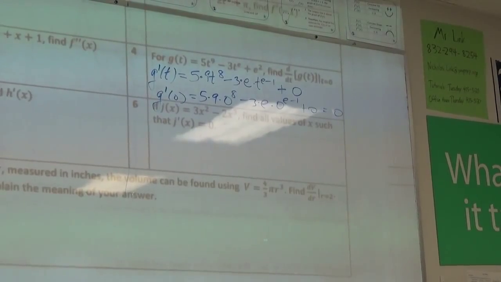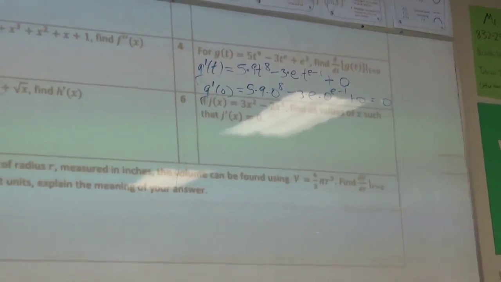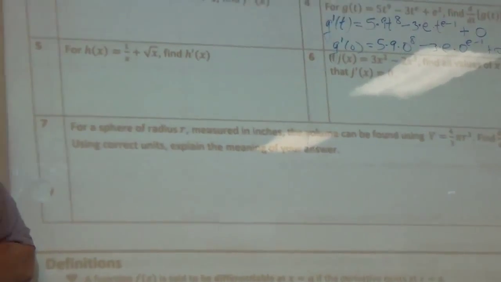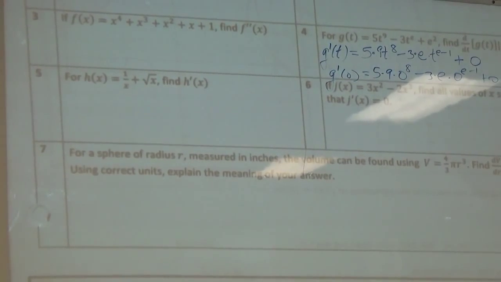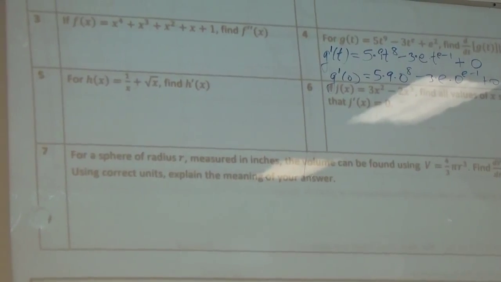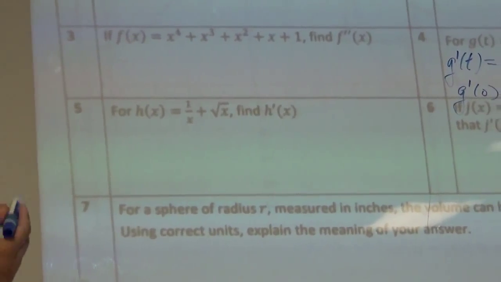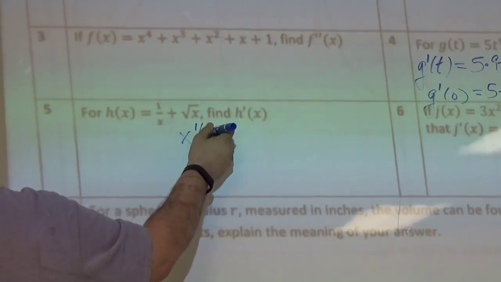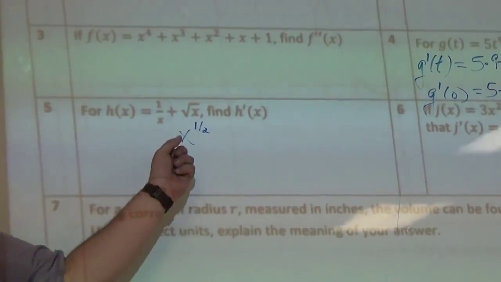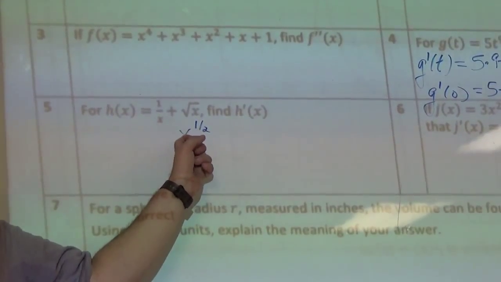Okay, the last one I want us to talk about, number 5, because it's going to make your life better later. h of x equals 1 over x plus the square root of x. Does anybody see this as the power rule? Amy, you see some power rule stuff that you can do? The square root of x is the same thing as x to the half power. Is everybody okay? Yes. Okay, that's not the derivative, that's just rewriting it so I can use the power rule.